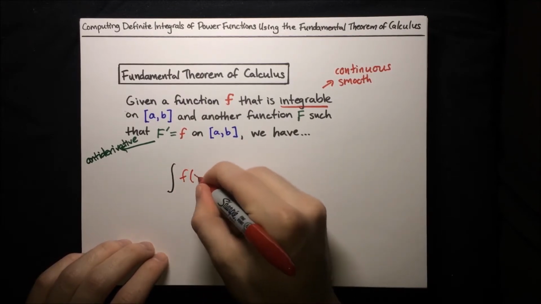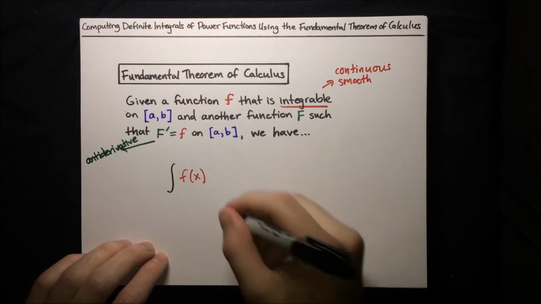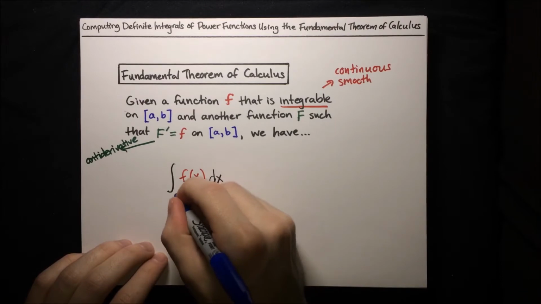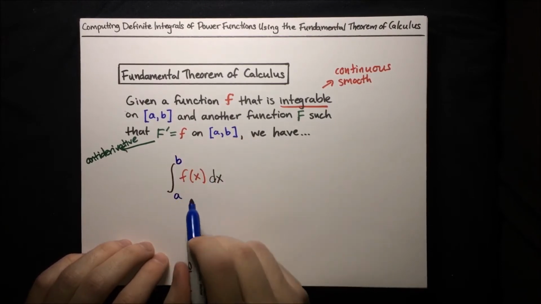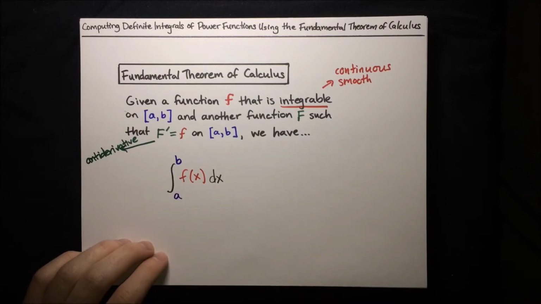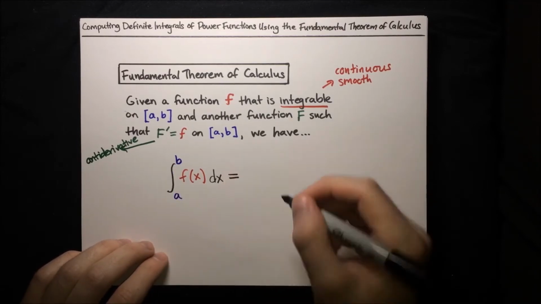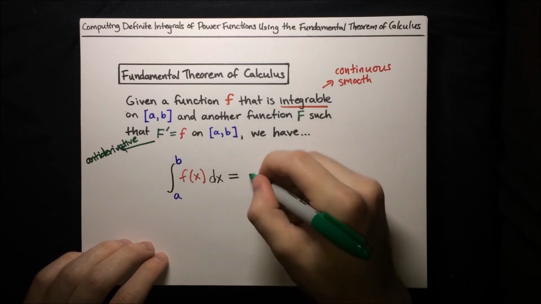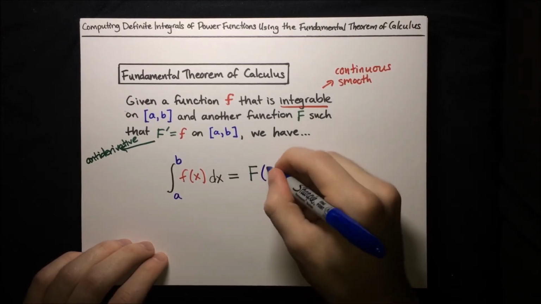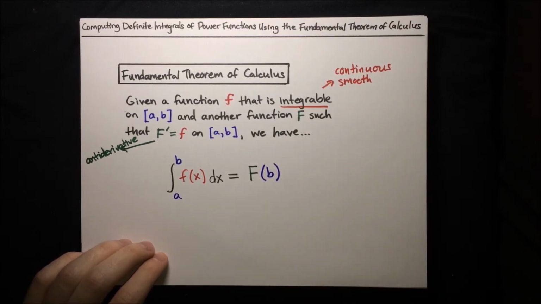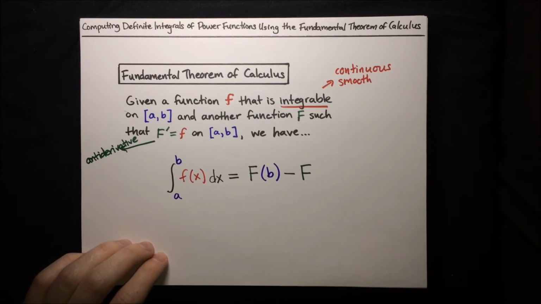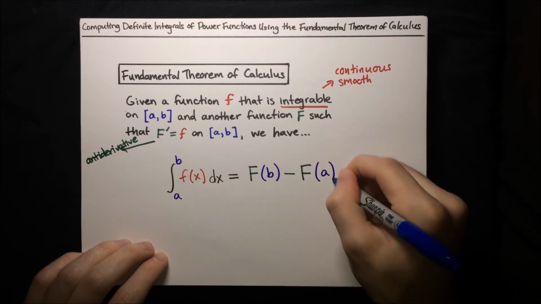the integral of f of x dx, a definite integral from a to b, so the definite integral of lowercase f of x dx on a to b is equal to the antiderivative, capital F, evaluated at the top bound, b, minus that same antiderivative, capital F, evaluated at the lower bound, a.